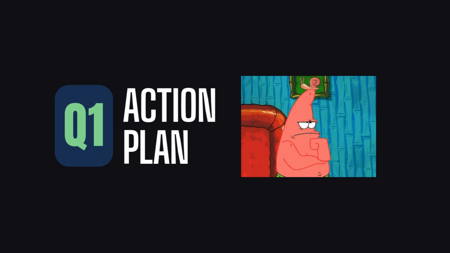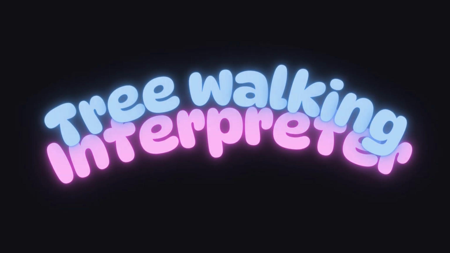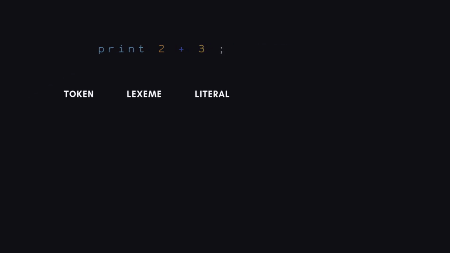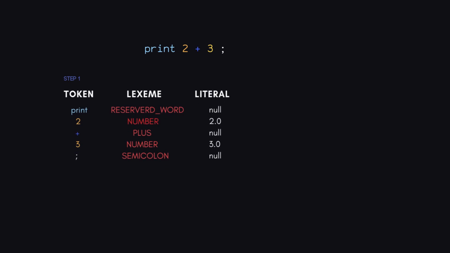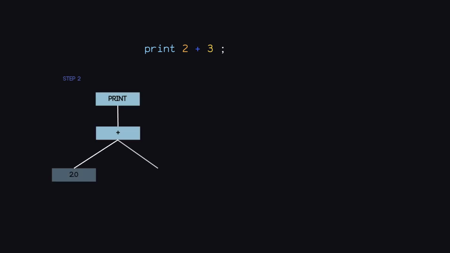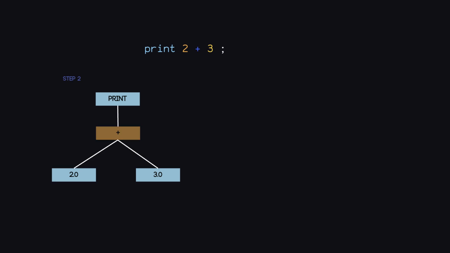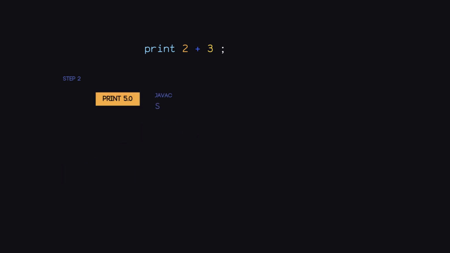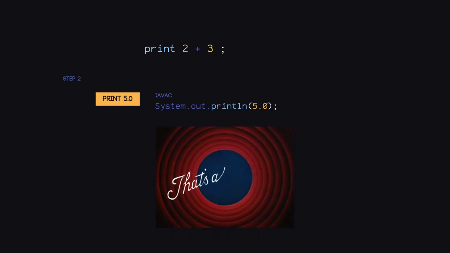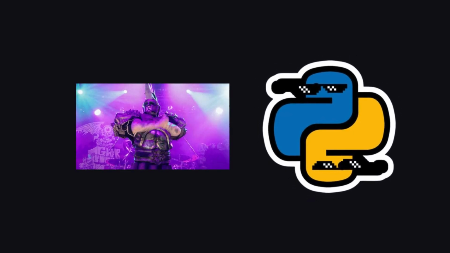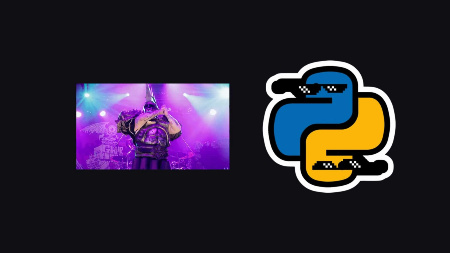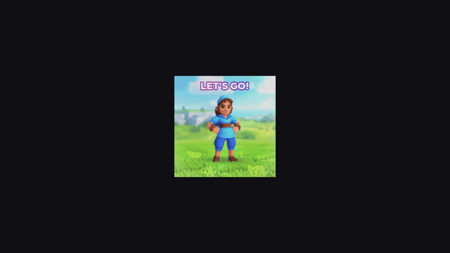And the easiest way to build an interpreter is a tree walking approach. Think of it like this. First, we break code into tokens: words, numbers, or symbols. Then we parse those tokens into a tree structure known as an abstract syntax tree. And finally, we walk that tree and execute each operation. It's literally just a bunch of if statements and recursion. Sounds simple, right? That's because it is. By the end of this video, you'll have your own bootleg Python that nobody really asked for, but it looks good on your resume. So let's stop talking and start coding.